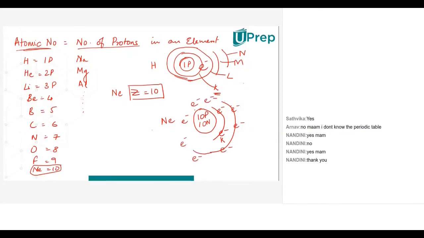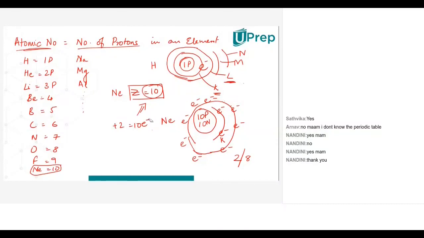Now let me count the number of electrons. 1, 2, 3, 4, 5, 6, 7, 8. These 8 electrons are in the L shell, and these 2 electrons are in the K shell. So 8 plus 2, I have 10 electrons, which is equal to the number of protons. So the electronic configuration is 2, 8 or 2/8. That is the electronic configuration for neon.